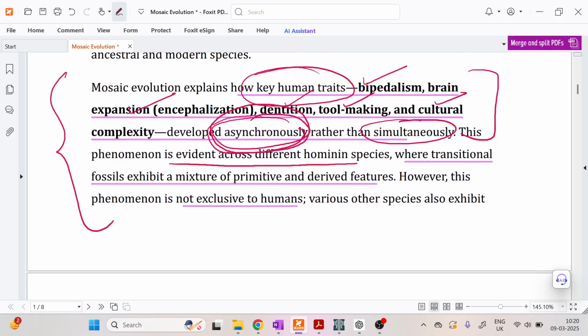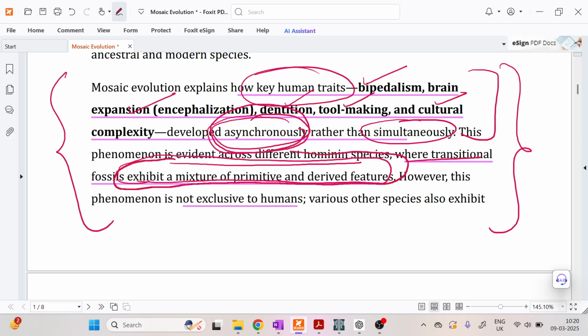So this phenomenon is evident across different hominin species where transitional fossils exhibit a mixture of primitive and derived traits. So today's traits of our Homo sapiens developed in a piecemeal manner. In some species dentition reduced, then some species had bipedal locomotion, some species had enhanced cognitive abilities, enhanced encephalization. So gradually this piecemeal evolution happened because every transitional species exhibited a mixture of ancestral and derived traits.